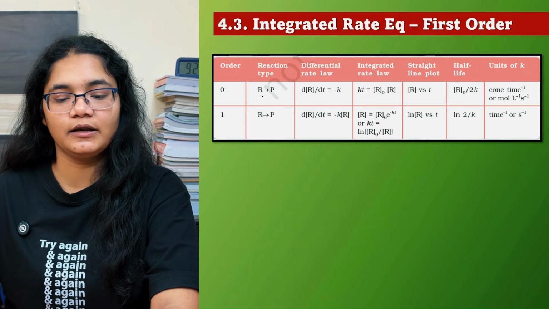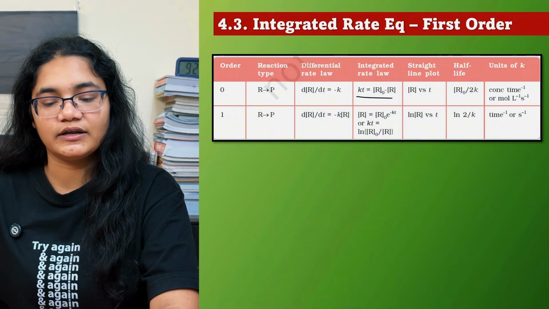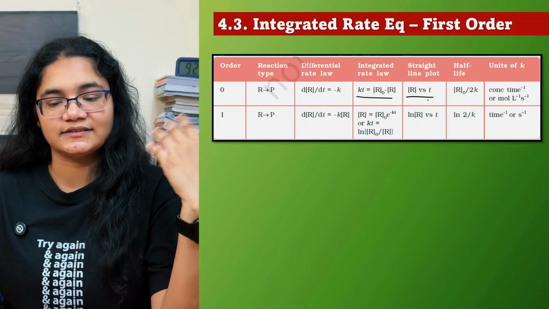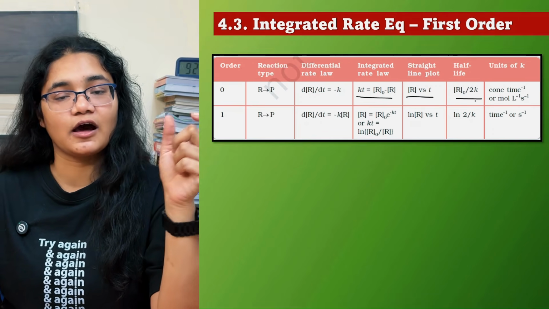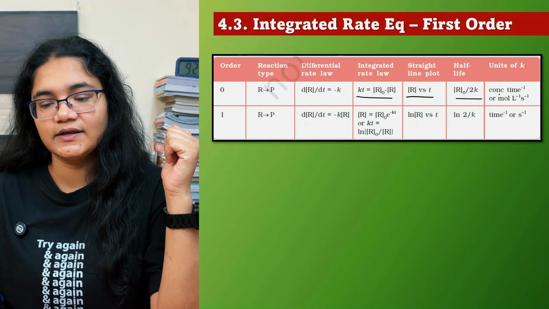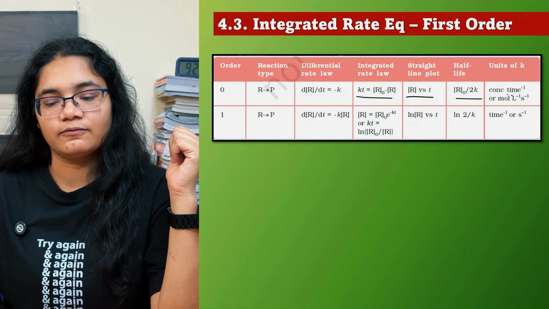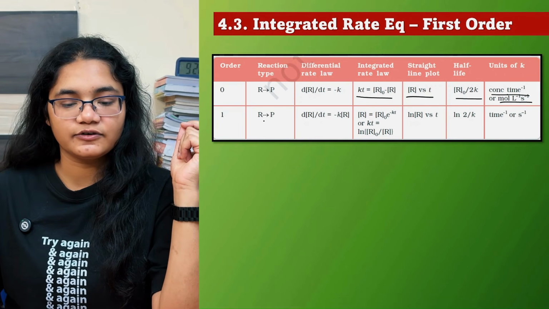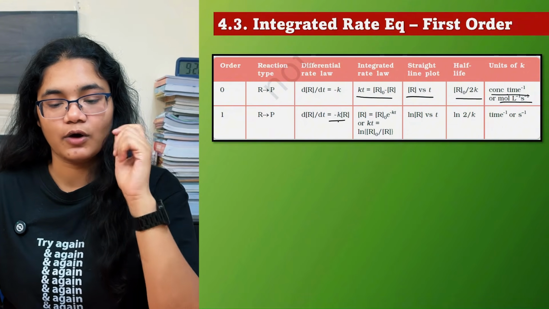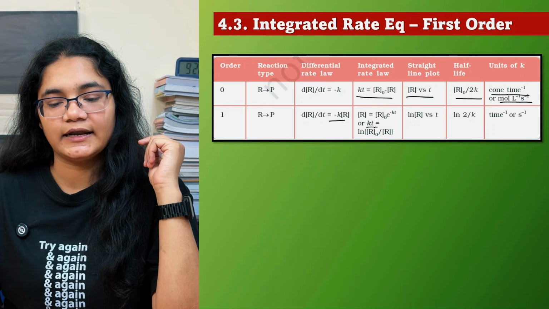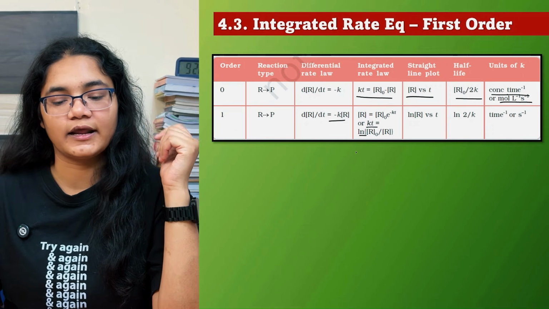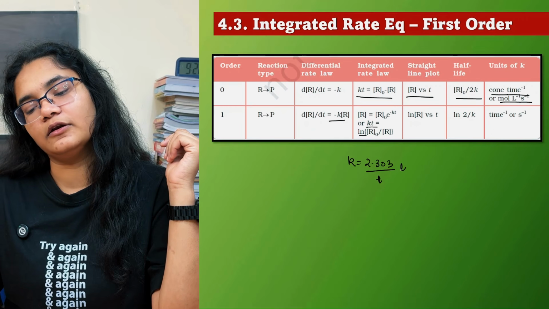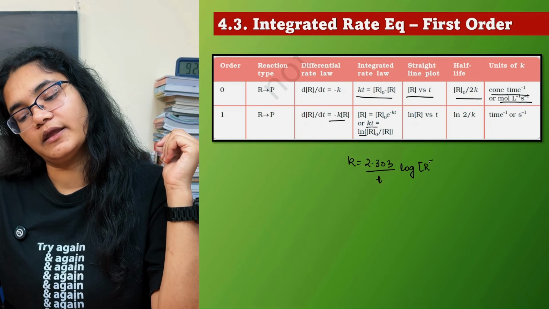Now here there's a summary table. You can see for zeroth order reaction, we'll have the integrated equation kt equal to R naught minus R, and if you plot R versus t, it is a straight line. The half-life value is R naught by 2k, and what is half-life we will discuss. The unit of rate constant for zeroth order is concentration time inverse, that is mole per liter per second. Next, for first order, R gives you P, we have minus dR by dt equal to k into R, and here the equation is kt is equal to ln of R naught by R, or I can write k equal to 2.303 by t log of R naught by R.